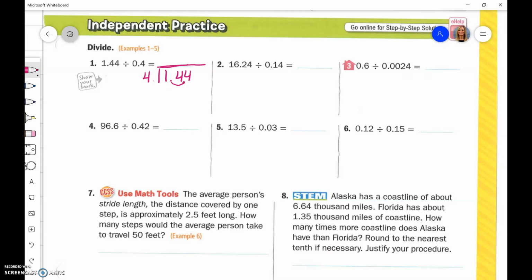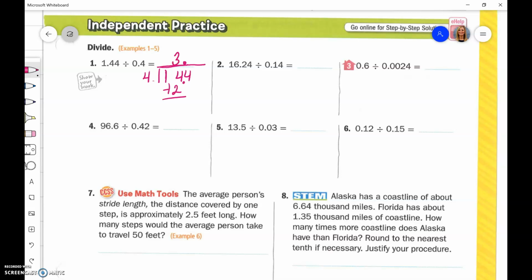Okay, so now my decimal point is here. So now this looks like all of the problems that we just did. I'm just going to move my decimal point up. So I have moved it over one time because that's how many times I moved it on the outside, and I'm just going to move it up. All right, so how many groups of 4 can I make out of 14? Well, I can make 3.